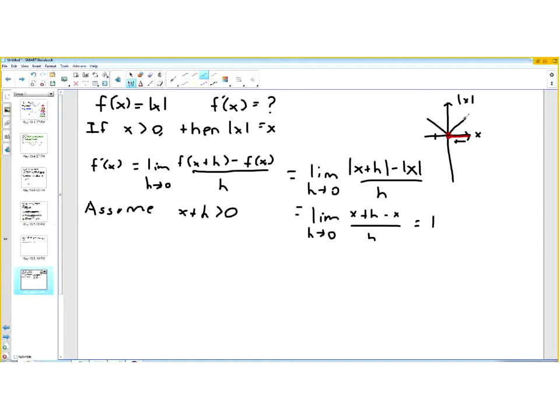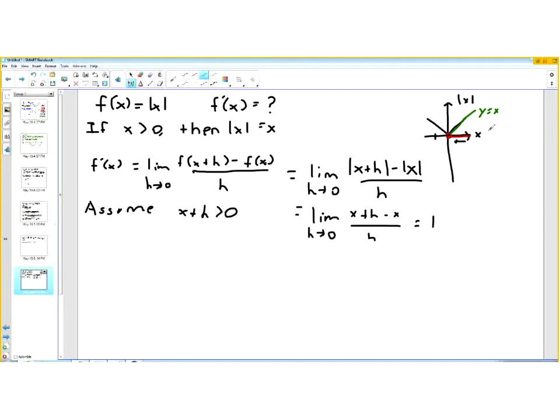And it makes sense, because what is the slope of this ray right here? This ray is equal to y equals x. If you choose any point, the slope of the tangent line is essentially the slope of the line itself, and that's just equal to 1. So intuitively it makes sense. So for x greater than 0, the derivative of the absolute value function equals 1.